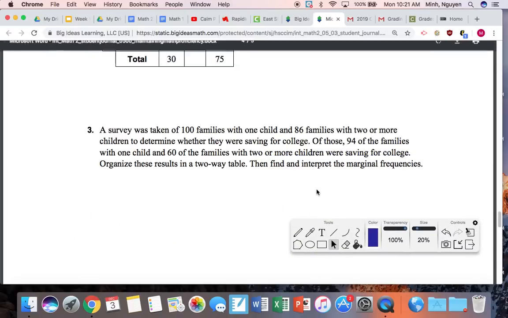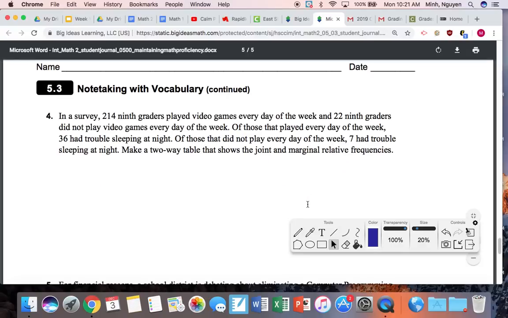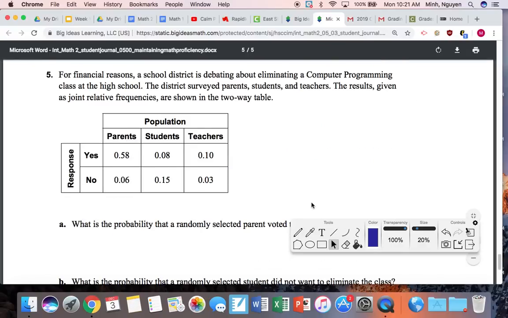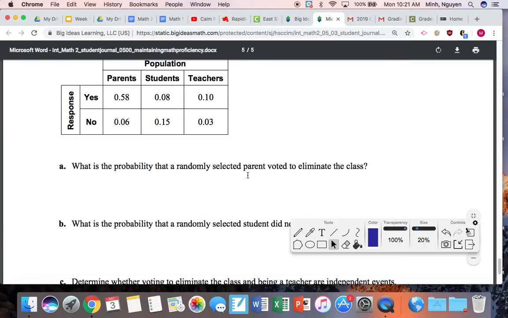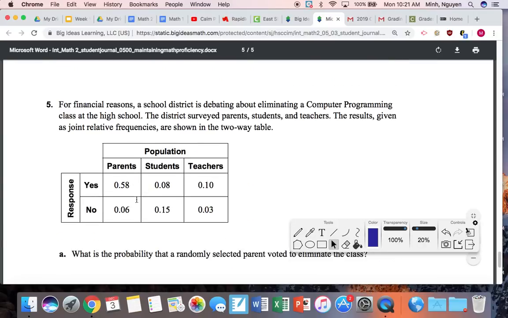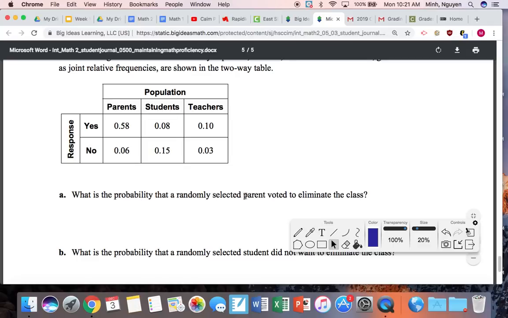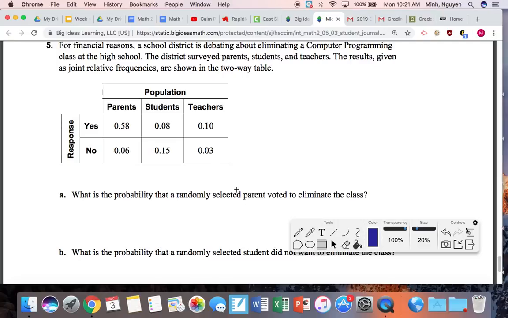I would say the most important thing is to be a very discerning reader, to categorize and read very carefully to make sure you know what category they're asking you about. Like, what is the probability that a randomly selected parent eliminates? So this is eliminate and this is not eliminate, then which category should you be looking at? You should only be looking at the parents category for part A.